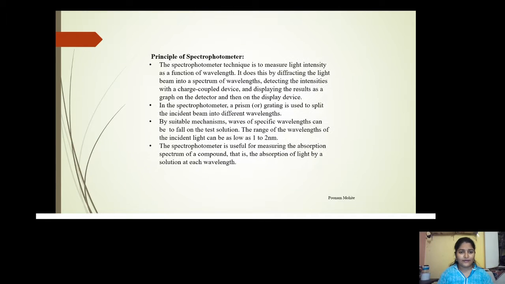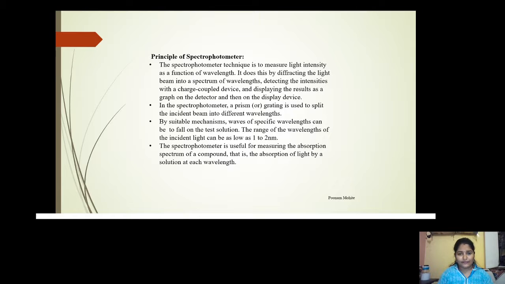Let's discuss the principle of a spectrophotometer. The spectrophotometer technique is to measure the light intensity as a function of wavelength. It does this by diffracting the light beam into a spectrum of wavelengths, detecting the intensity with a charge coupled device, and displaying the result as a graph on the detector and then on the display device, that is the readout device.